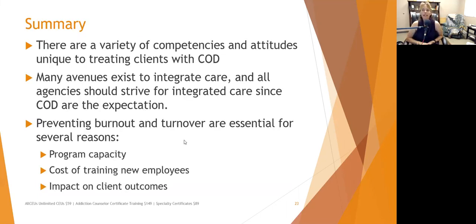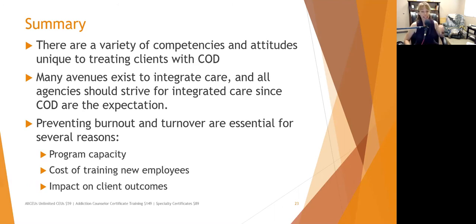So there are a variety of competencies and attitudes unique to treating clients with co-occurring disorders. Many avenues exist to integrate care, and all agencies should strive for integrated care, since co-occurring disorders are the expectation, not the exception. Preventing burnout and turnover are essential for several reasons.